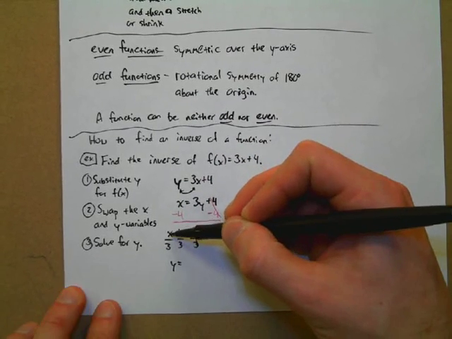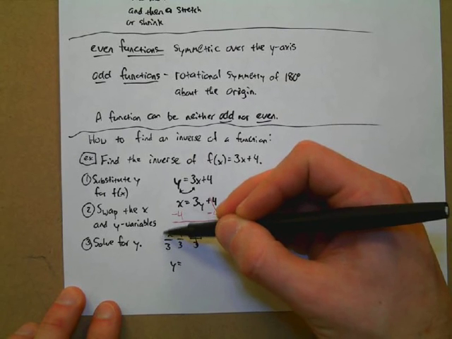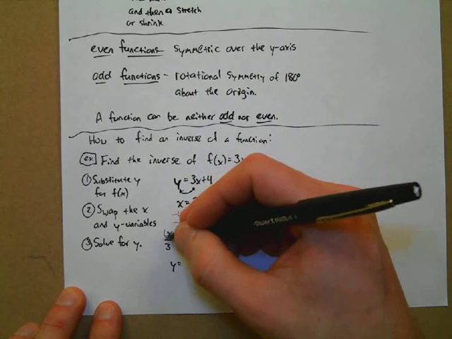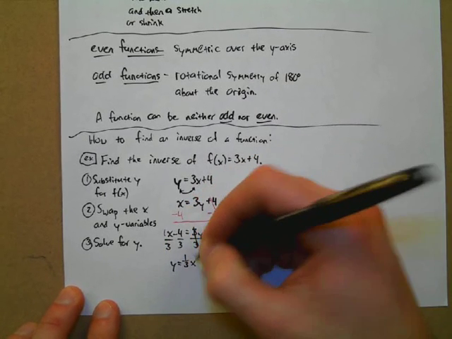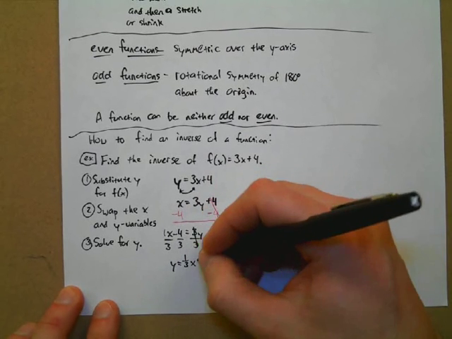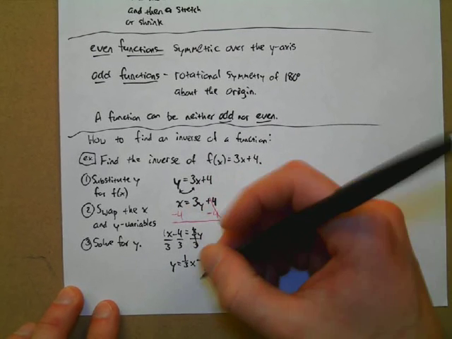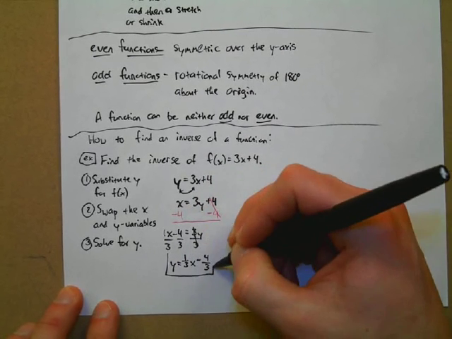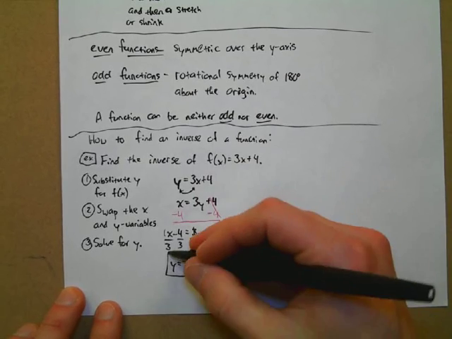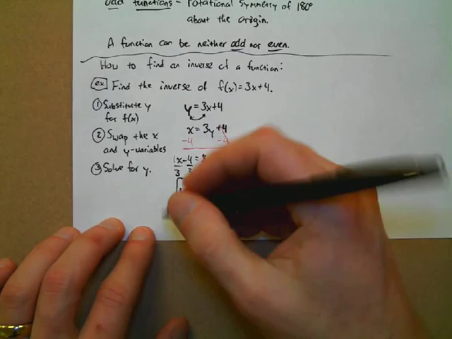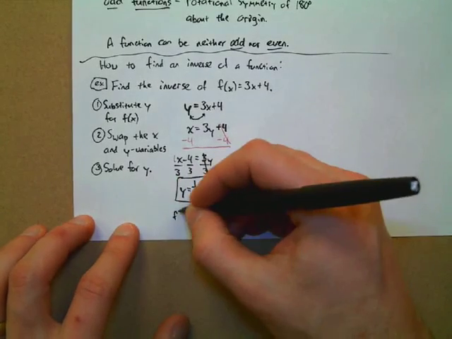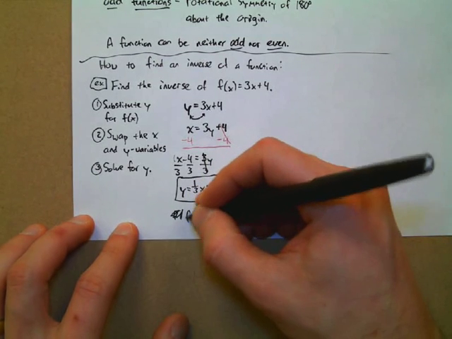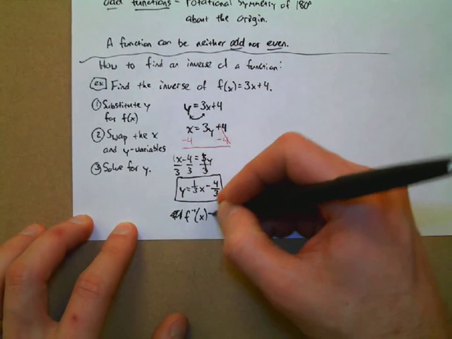Okay, so substitute f inverse of x for y. Okay, f inverse, I know what it looks like. It looks like f to the negative 1 power, but we read that as f inverse.